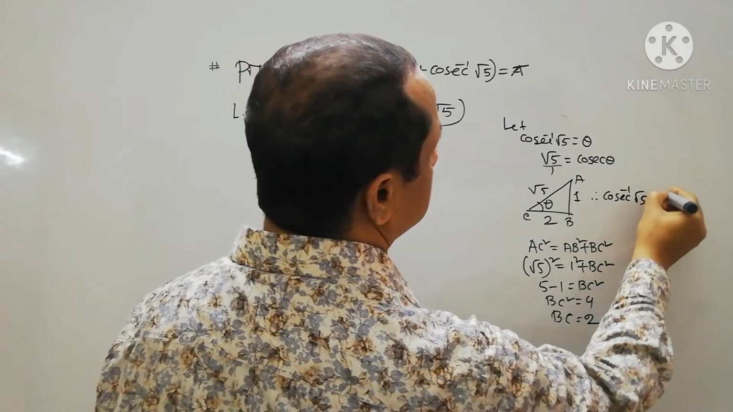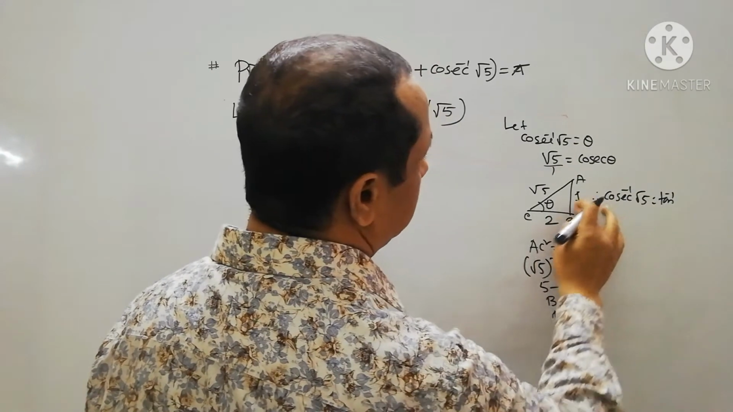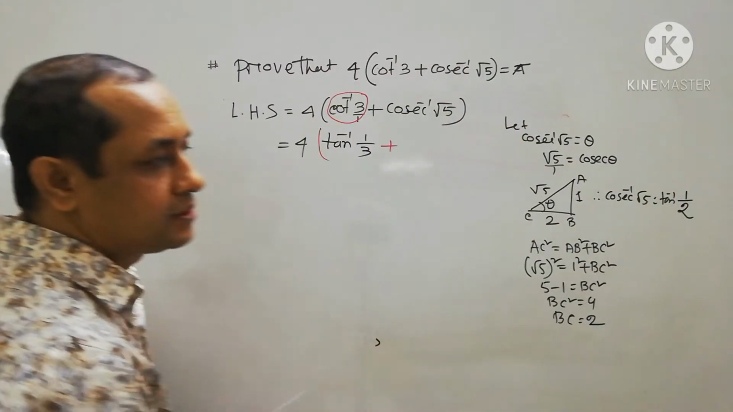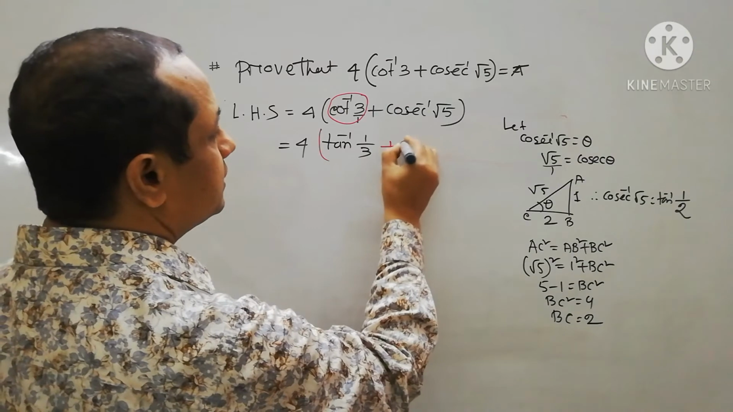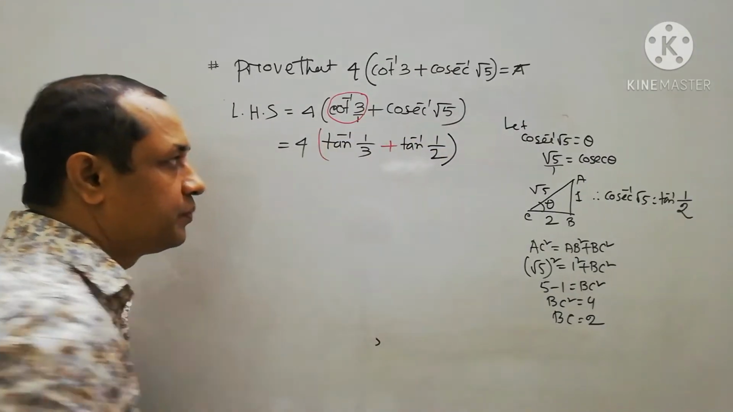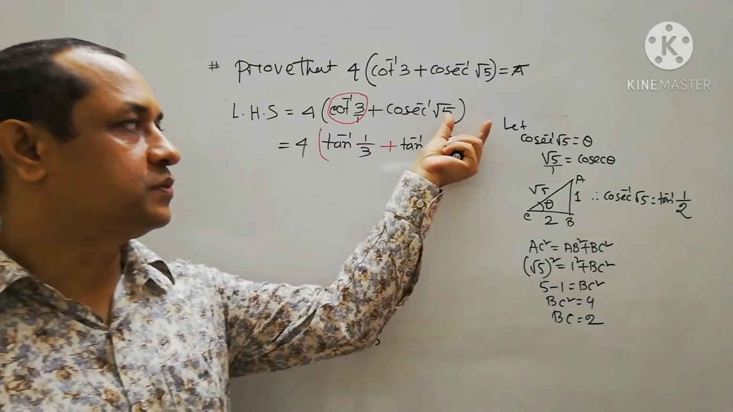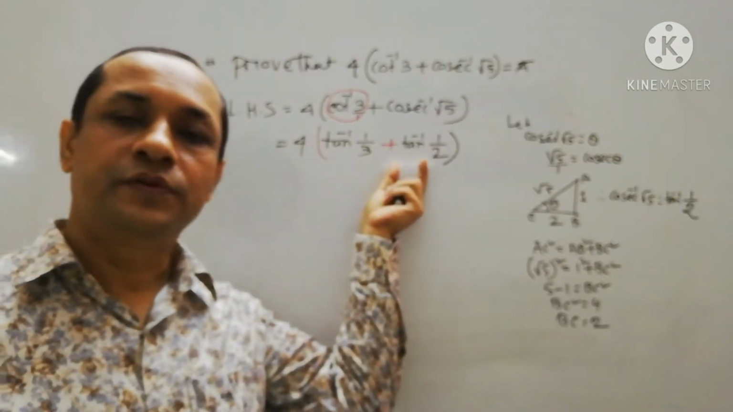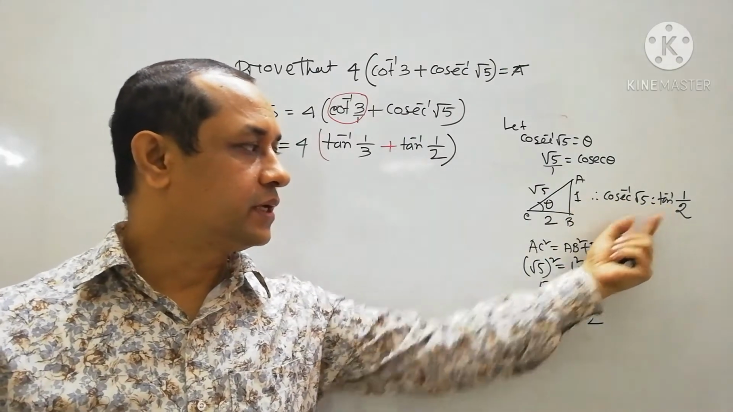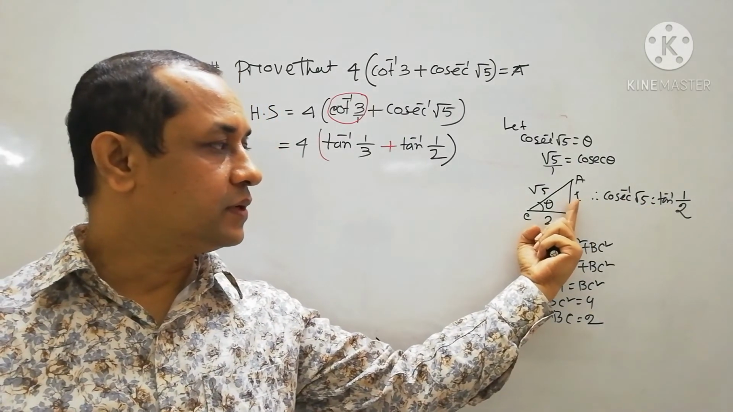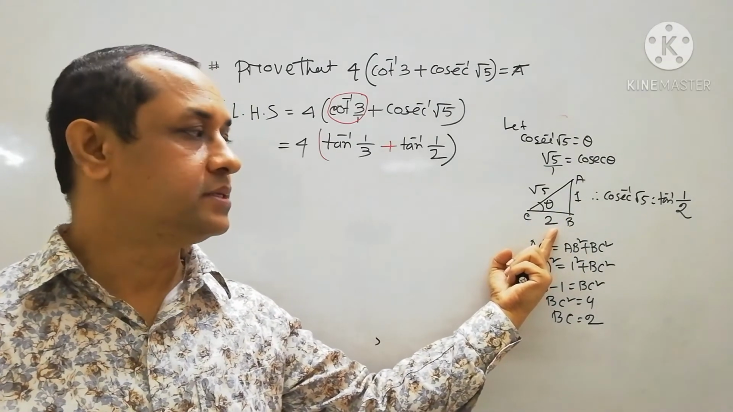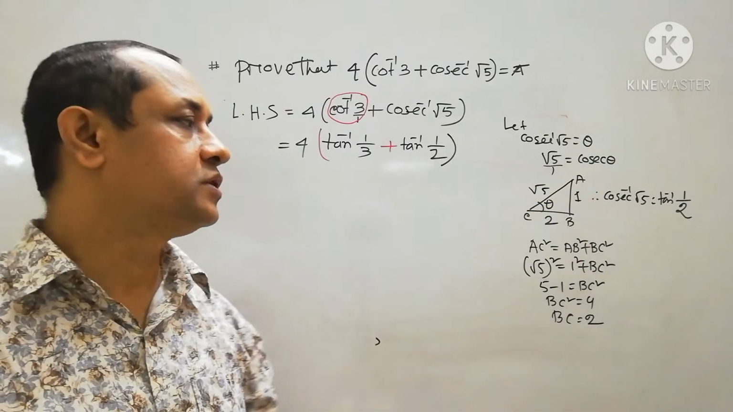So cosec inverse root 5 equals tan inverse of perpendicular by base. Here perpendicular is 1 and base is 2. So we get tan inverse 1 by 2. So we get cosec inverse root 5 equals tan inverse 1 by 2. Here student, cosec inverse equals tan inverse. We know that tan theta equals perpendicular by base, so tan inverse of 1 by 2.